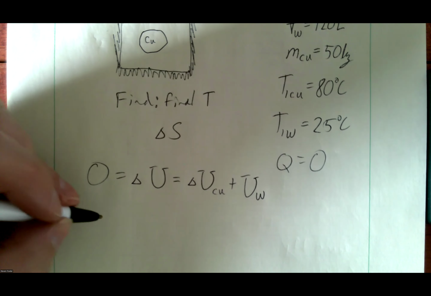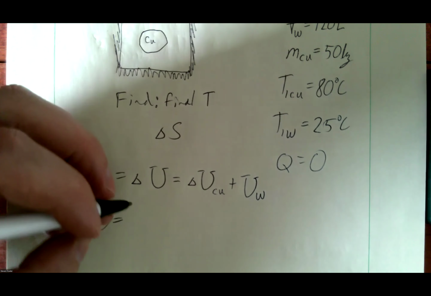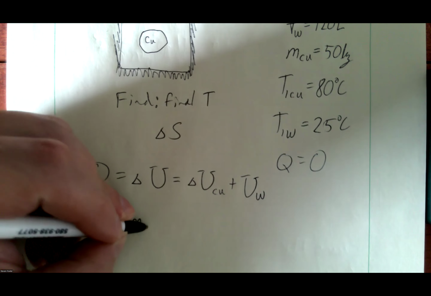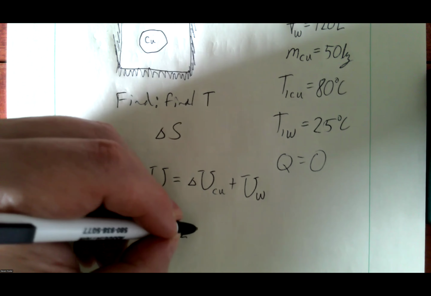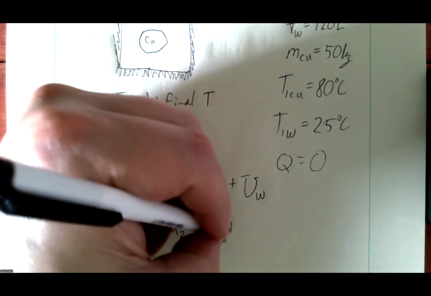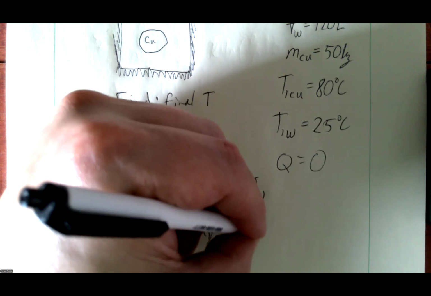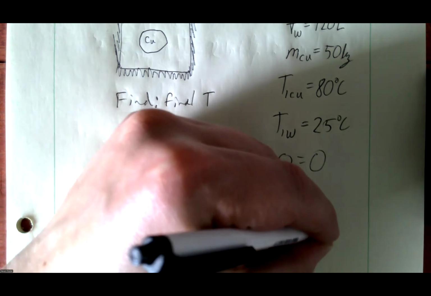So all that to say, this zero, the energy crossing the boundary, is going to equal the mass of the copper times the change in internal energy for the copper, plus the mass of the water times the change in internal energy for the water.